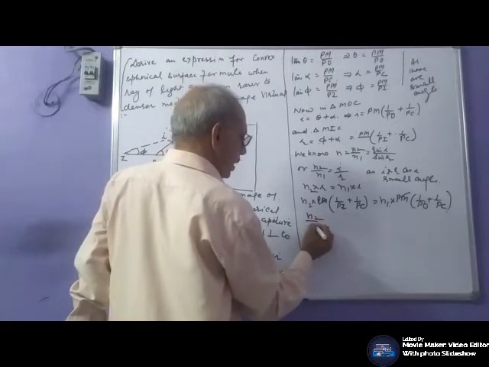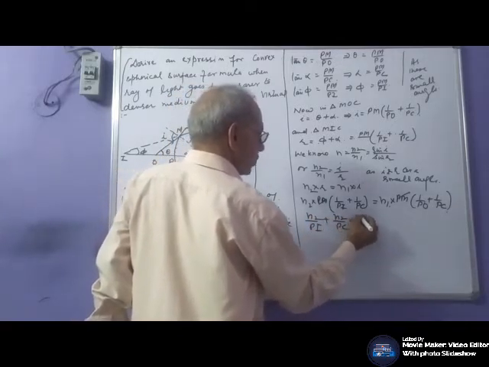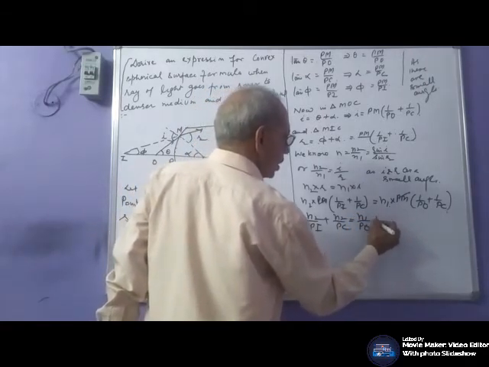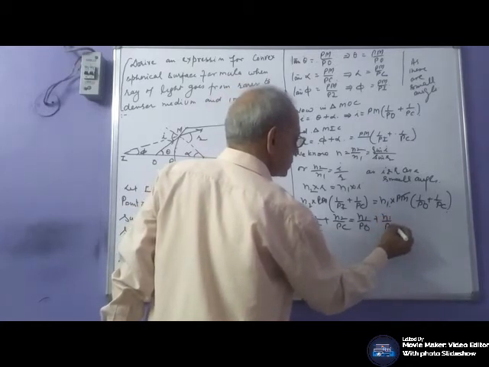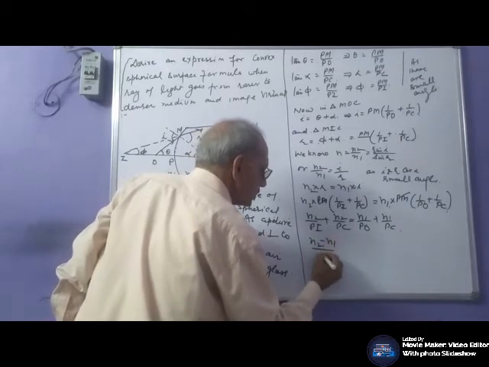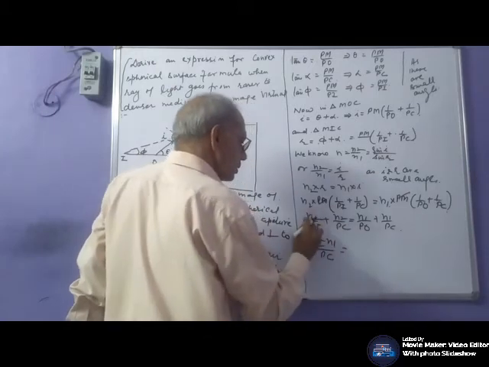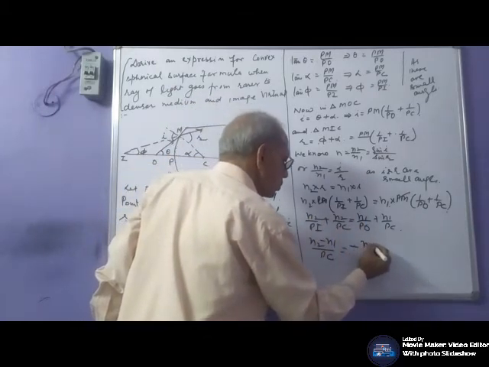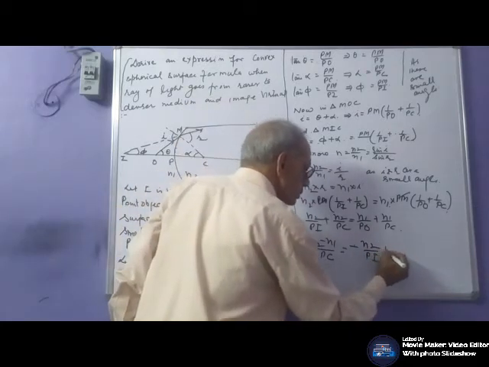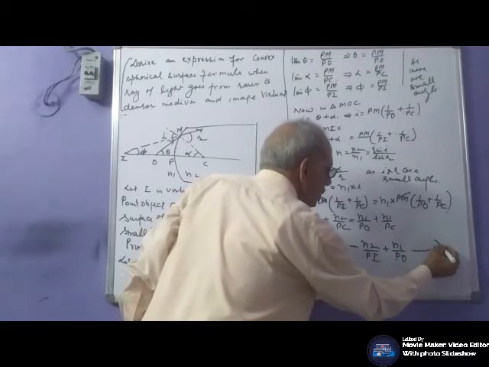N2 PI, N2 PC, N1 PO, N1 PC, or N2 minus N1 by PC. Take this side, minus N2 by PI plus N1 by PO. Number first.